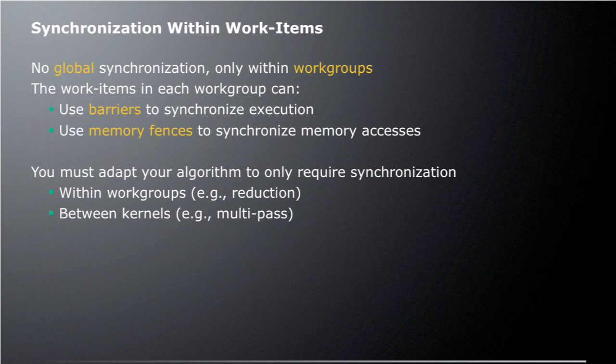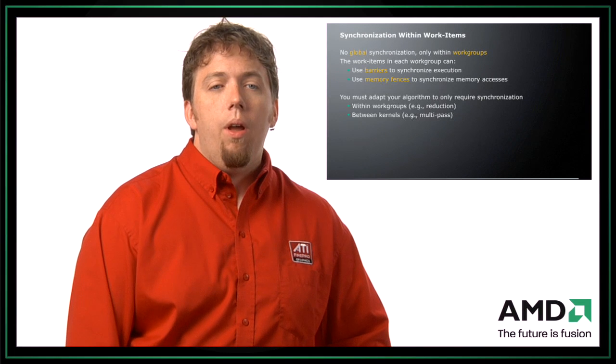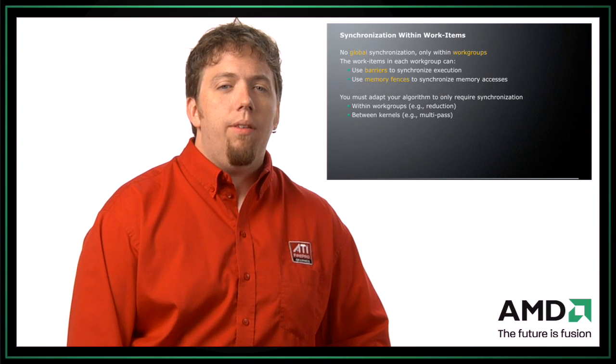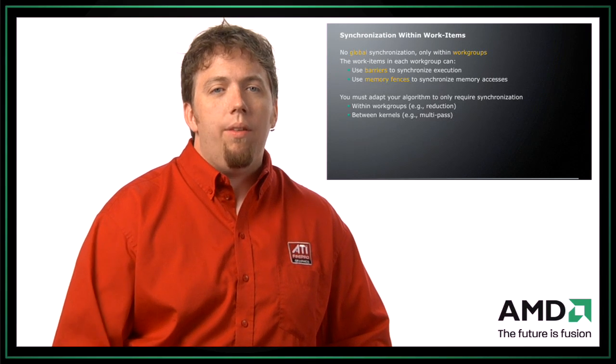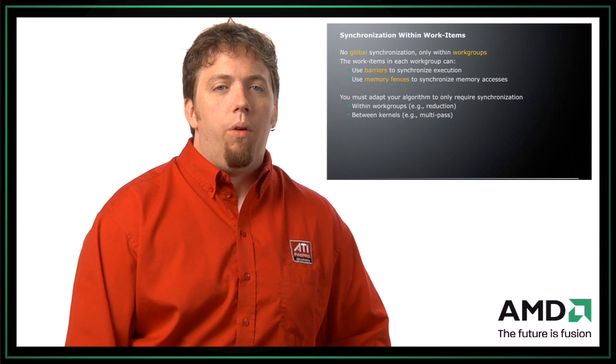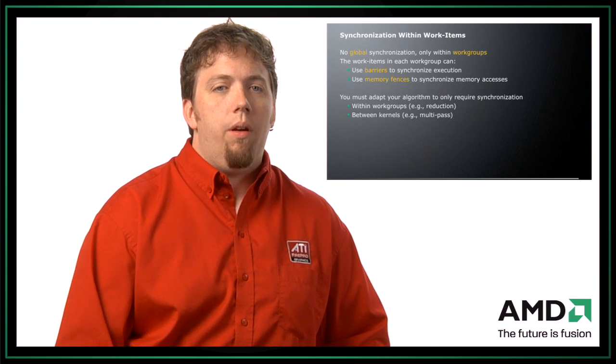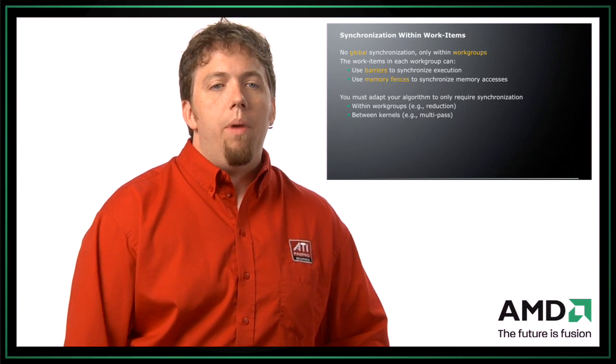Let's go back to synchronization within work items. There is no global synchronization; it's only within work groups. Each work item in a work group can use barriers to synchronize execution, or it can use a memory fence to synchronize memory accesses. Note there are two different ways to synchronize work items in a work group, depending on whether you want to synchronize execution or memory accesses.